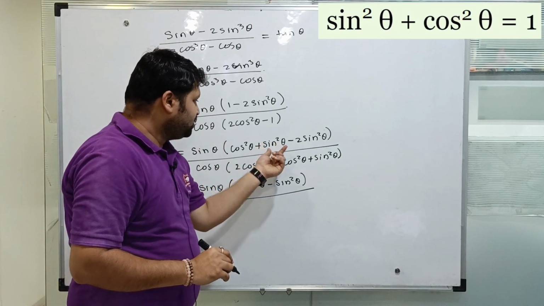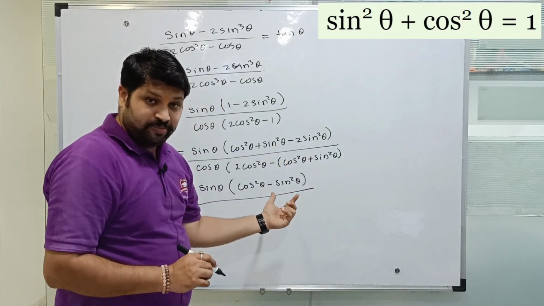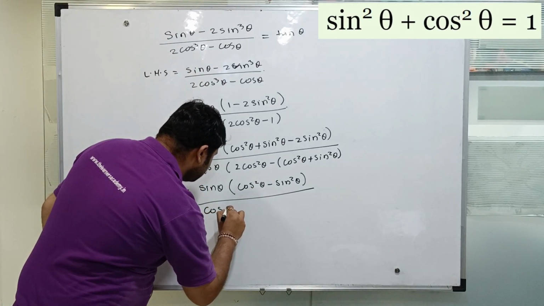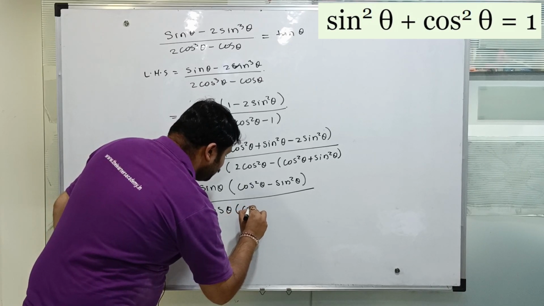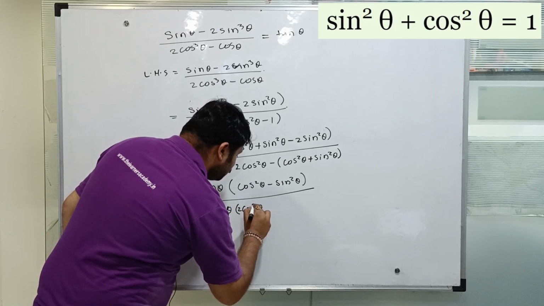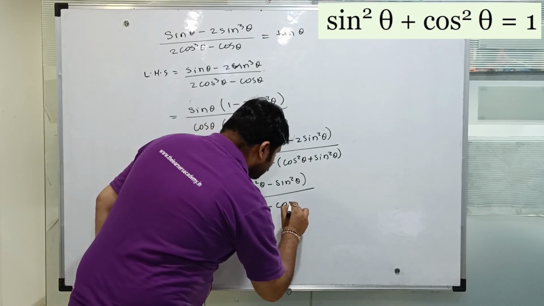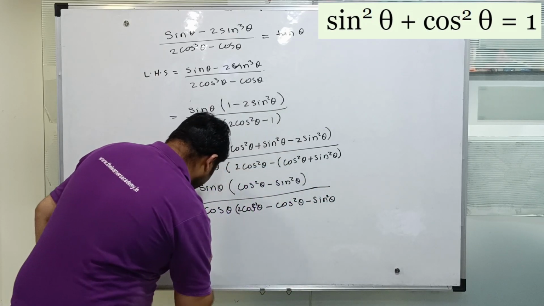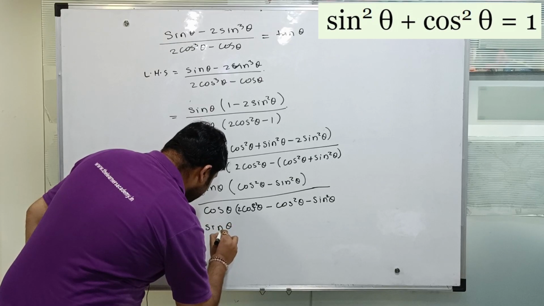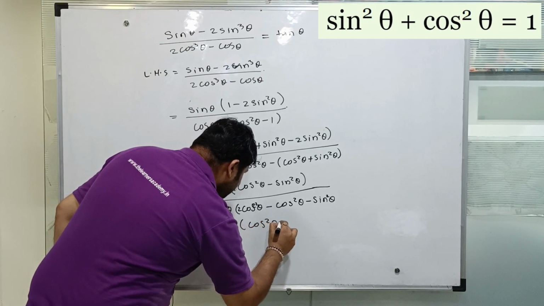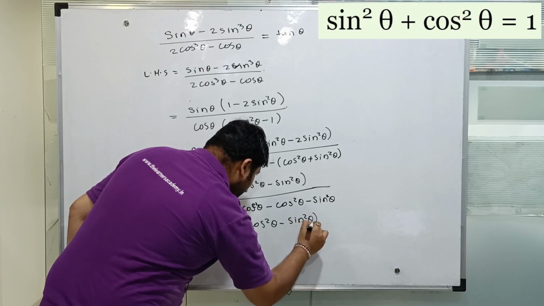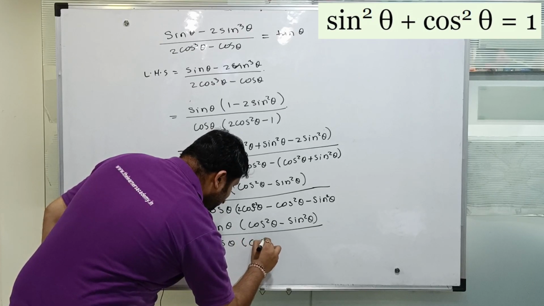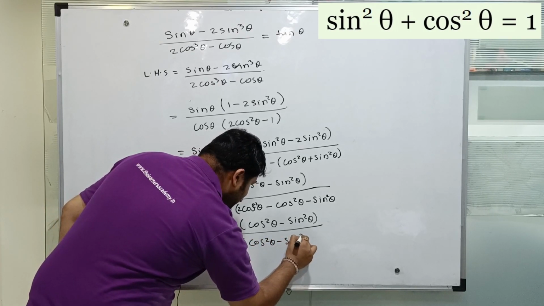because it's sine square theta minus 2 sine square theta, so I'd be left with 1 minus sine square theta or minus 1 sine square theta, and I will get cos theta times 2 cos square theta minus cos square theta minus sine square theta. So effectively I have sine theta times cos square theta minus sine square theta divided by cos theta times cos square theta minus sine square theta.